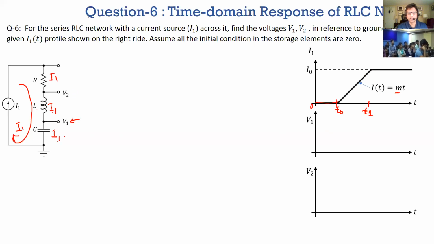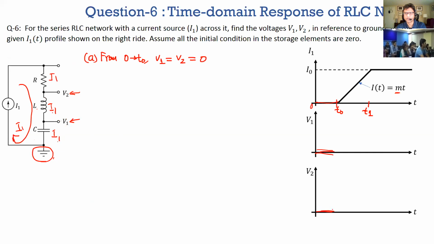When I say V1, you can see I've drawn a ground. If I've drawn a ground and I ask you to plot V1, then it is always with respect to that ground, so I don't have to tell you with respect to which node. All voltages are with respect to that. Same thing for V2 with respect to ground, which is basically V1 plus whatever the inductor voltage is here. From 0 to T0, as I said, V1 equals 0 and V2 equals 0.